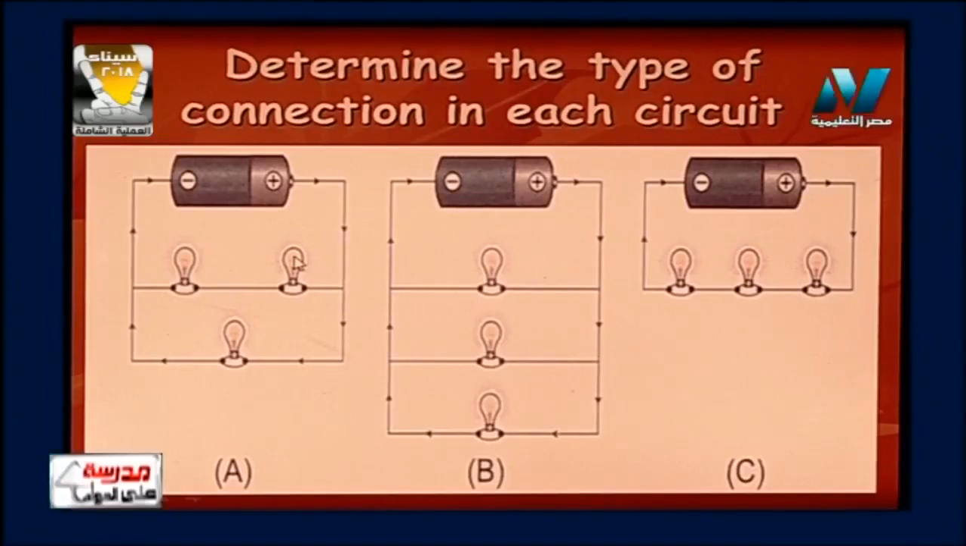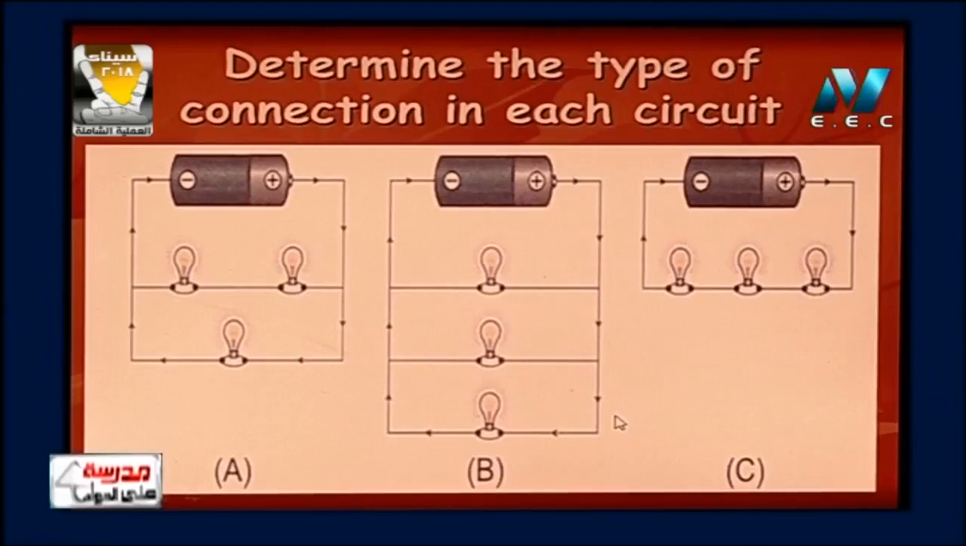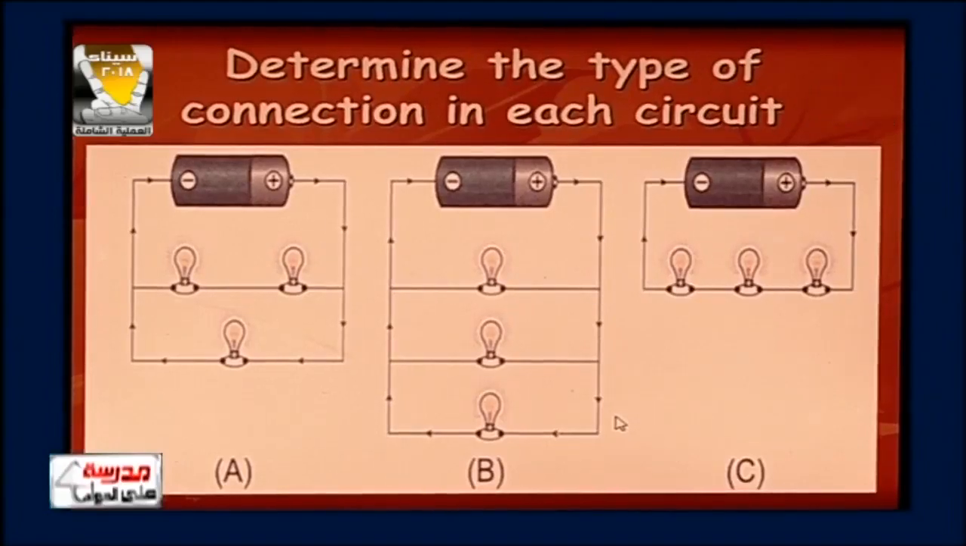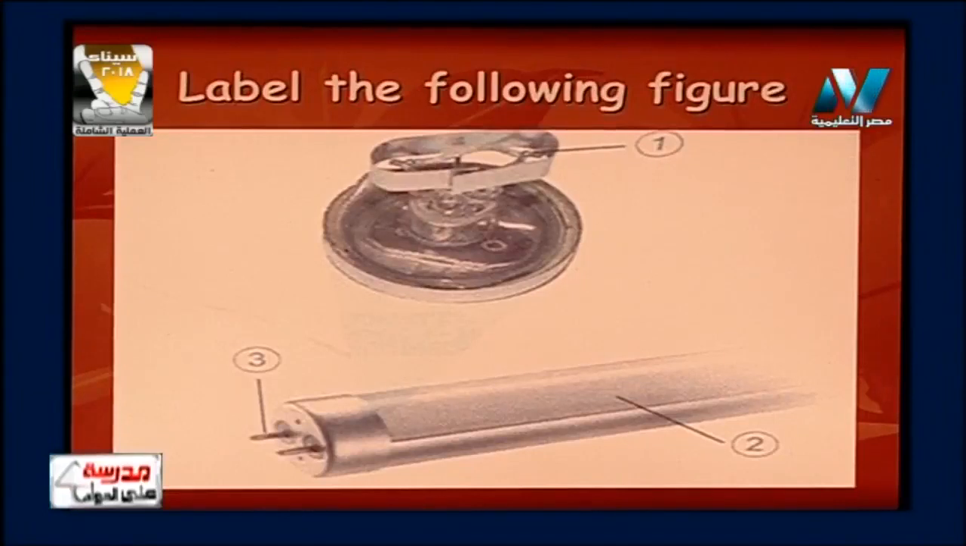So the best circuit أحسن دايرة in this image will be the letter B because it will give the highest illumination, the highest intensity of light، أعلى إضاءة because all of them are connected in parallel، كلهم متصلين بشكل parallel أو على التوازي. وقلنا أكتر مرة إن ده the best type of connection. So now let us have another image.